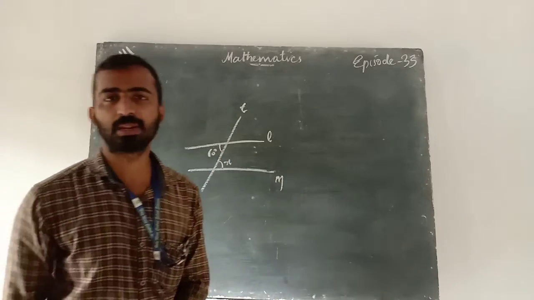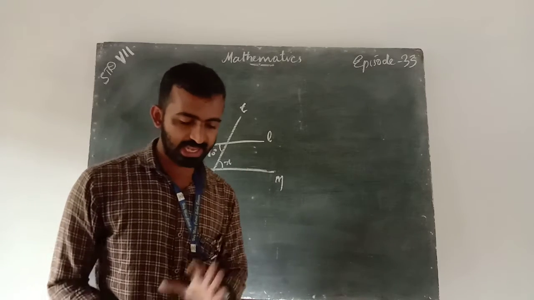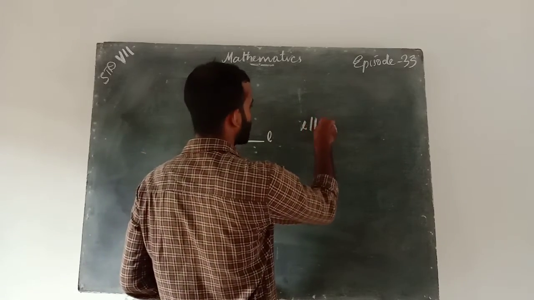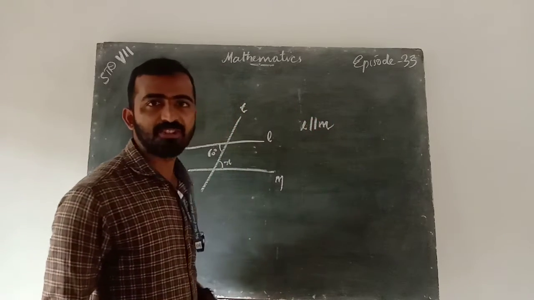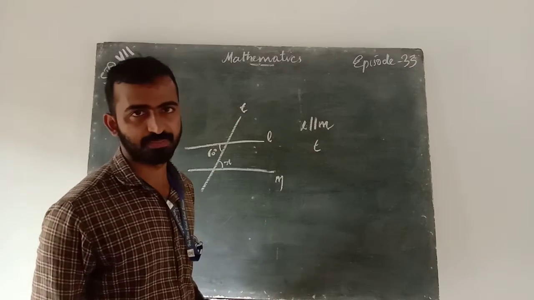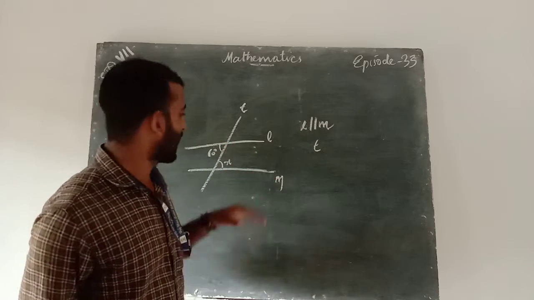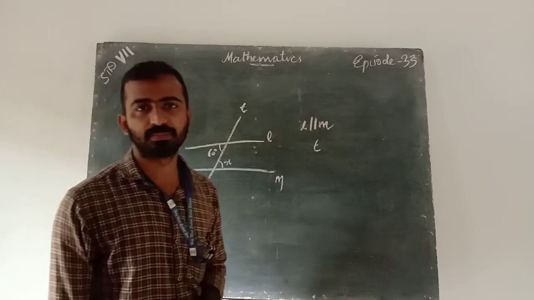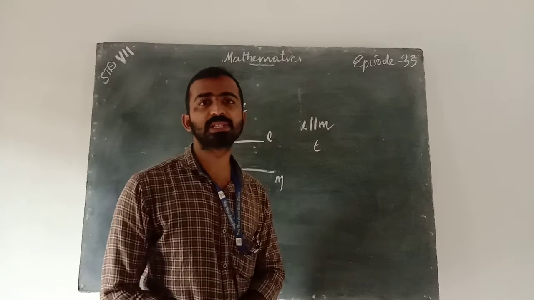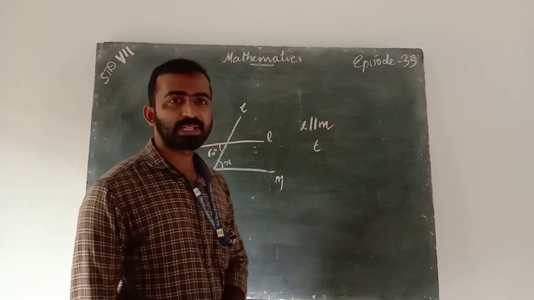It is already given that L is parallel to M and T is a transversal line. Is it? Yes. And this angle is 60 degrees and we want to find X. So what is the answer?